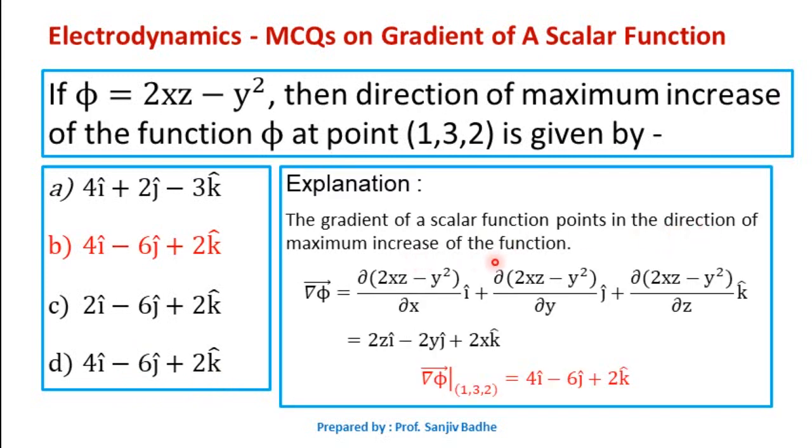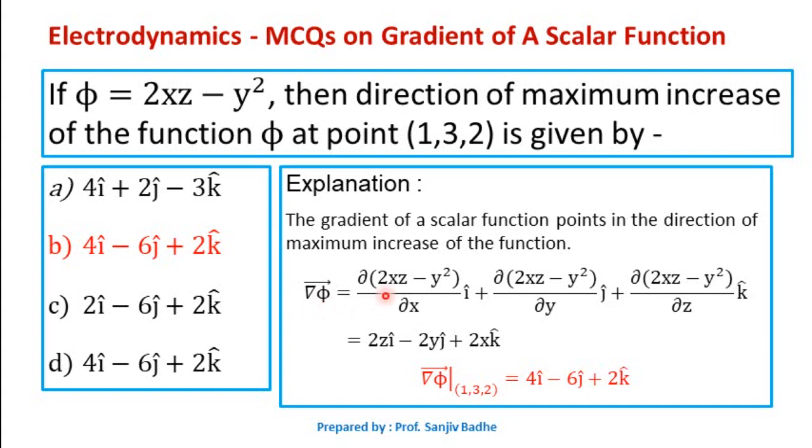The direction of maximum increase of the function is given by gradient of that scalar function. The gradient of scalar function points in the direction of maximum increase of the function. Therefore, to find the direction of maximum increase of function phi at point (1, 3, 2), we will first find gradient of phi, and then we will put x is equal to 1, y is equal to 3 and z is equal to 2. So let us first find gradient of phi.